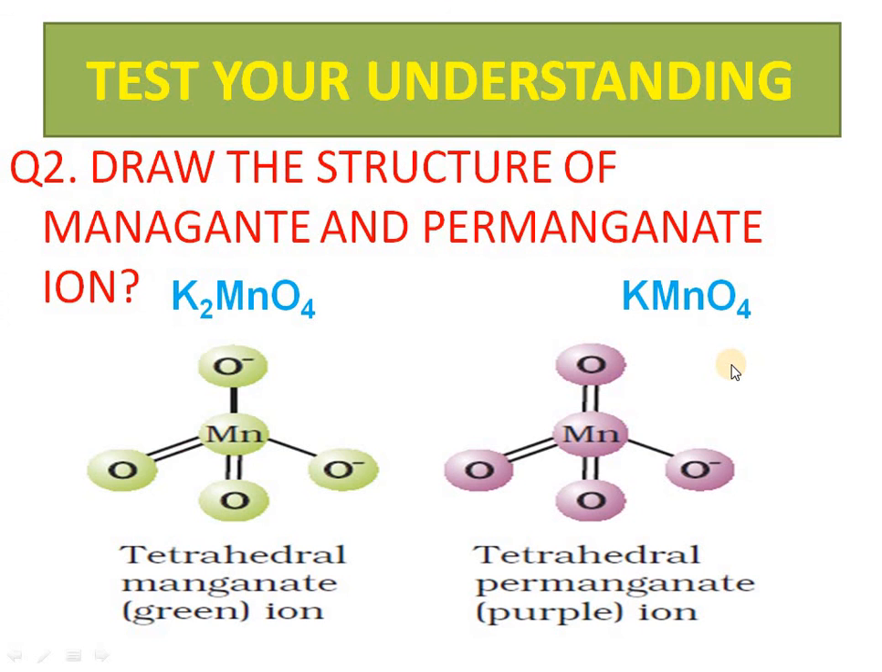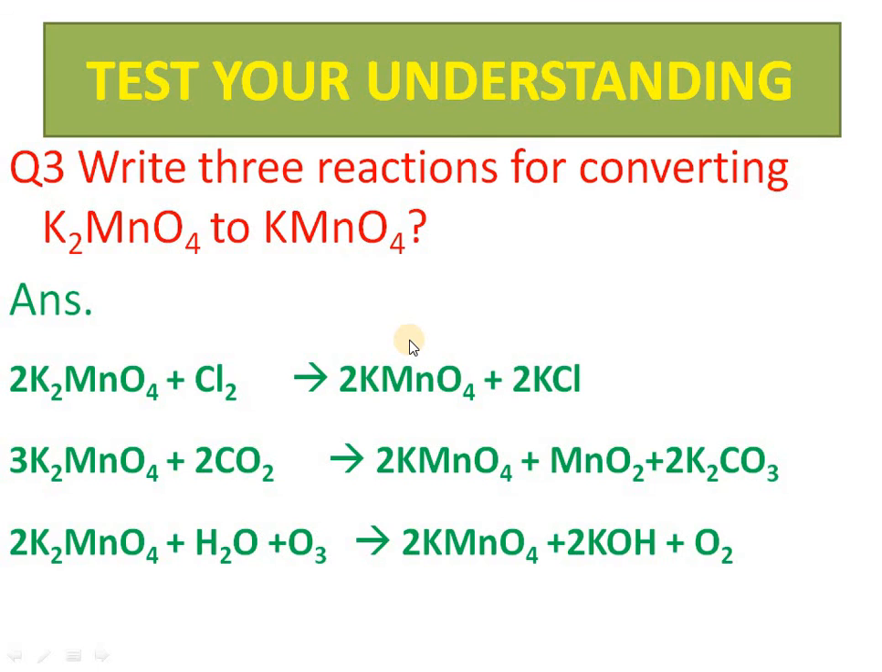Now let us draw the structure of manganate and permanganate. See here what the difference is. Please see, the oxidation number here is +7 and here it is +6. So it will form 6 bonds: 2, 4, 5, 6. Similarly here 2, 4, 6, 7, 8. And please do remember that in K2MnO4 there is a 2 negative charge, so 2 negative charge here. This way you should keep all these things in mind and write the 3 reactions for converting K2MnO4 to KMnO4. Previously we have done this.